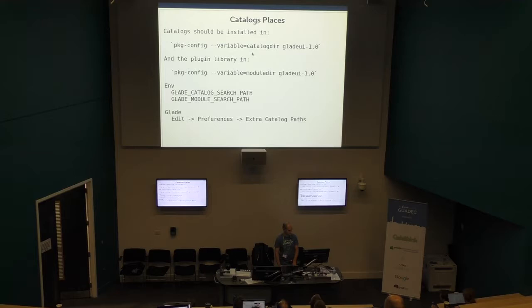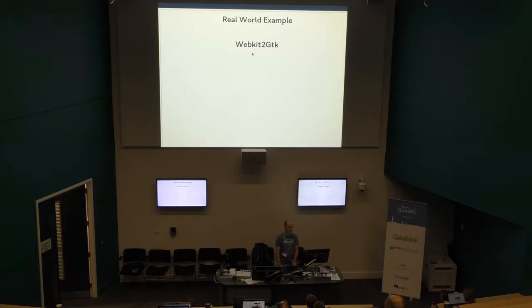So now let me go quickly through a real world example. A few months ago, I needed to use WebKit in a custom widget I was working on. So I decided it was easier for me to write a simple catalog to have access to at least the basic classes of WebKit, which would be the WebView, which is the main widget that displays the HTML content, and the WebSettings, which is something you use to configure different web views.